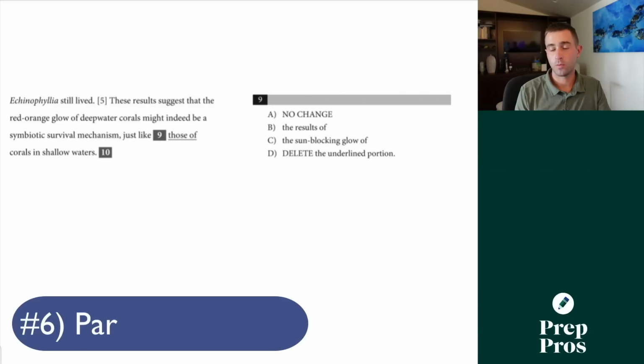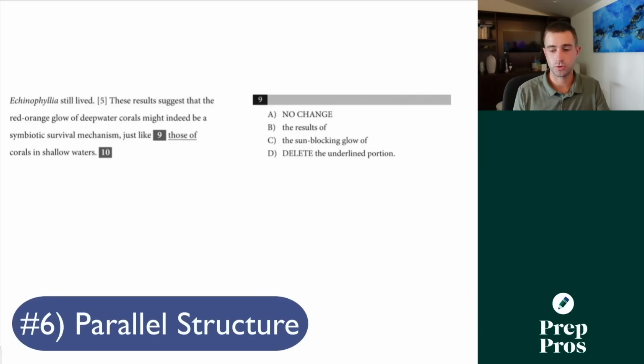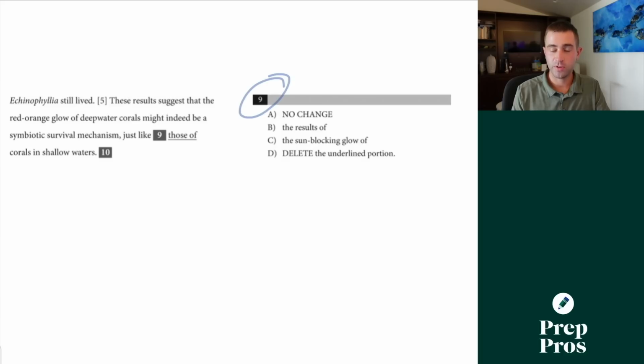Now for grammar, one of the things you're definitely going to see in the writing and language questions are questions on what is called parallel structure. And particularly, we have been seeing a lot of what are called illogical comparisons in the last year. Anytime you see comparisons, you really simply need to compare apples to apples.